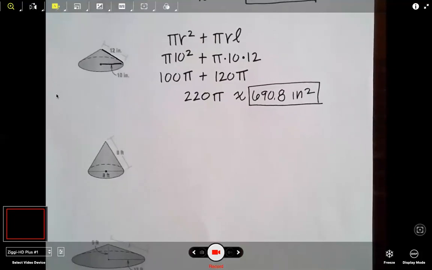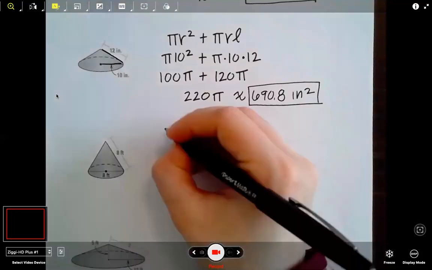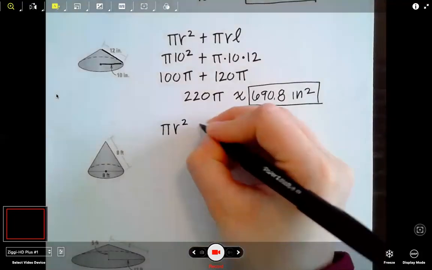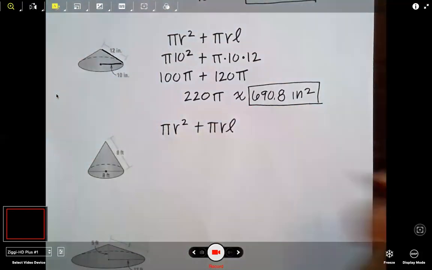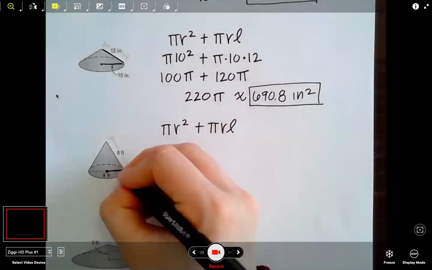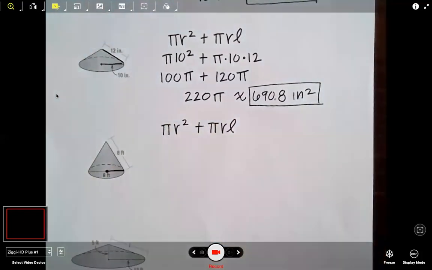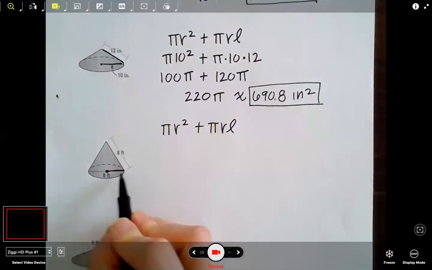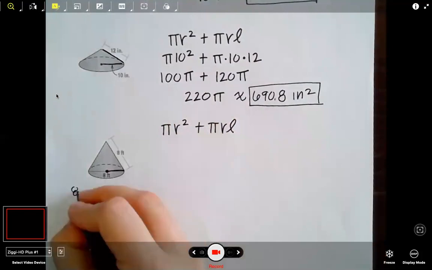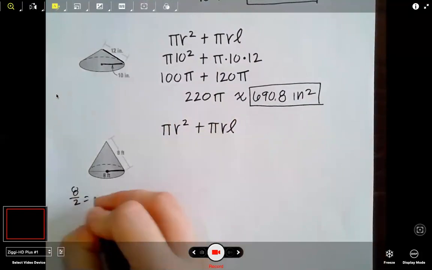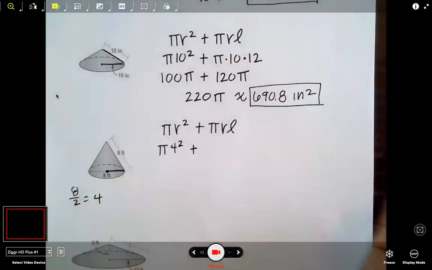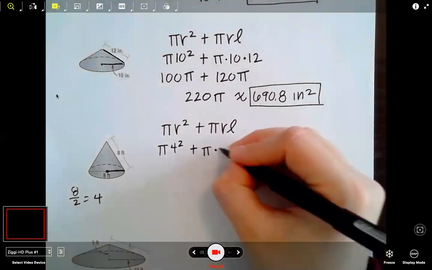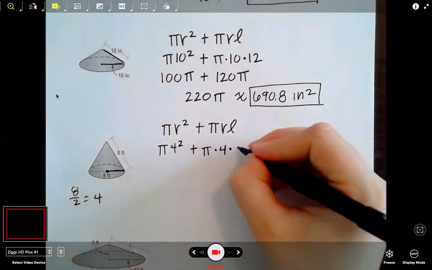Okay, let's try this one. It's a little different. Start off with our formula here. Okay, this time, what is our radius? 8. You want to say it's 8, but do you see how that line goes all the way across? So I want half of 8? Yep, what's half of 8? 4. Good work. And then our slant height this time is? 8. Yep. There it is right here. Perfect.